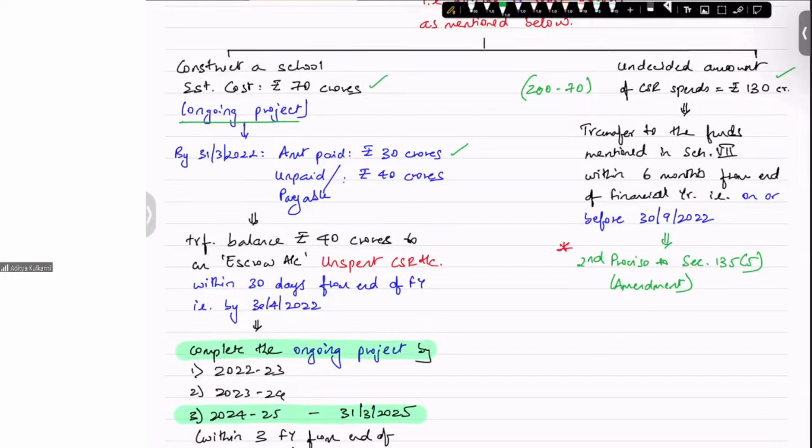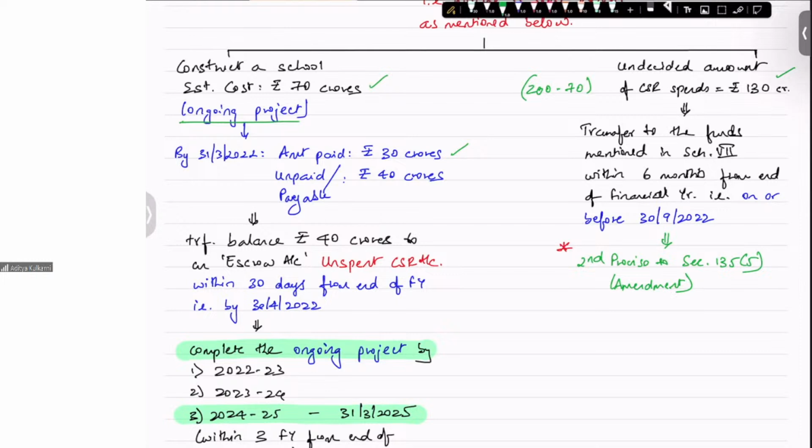Sir, what is the time limit? Within 30 days from the end of the financial year. Do you know where you have to spend? Yes. Do you know the cost? Yes. So what is the harm? When you know that it is a liability that you have to pay, park it within 1 month from the end of the financial year. That is the requirement under this provision. So within 30 days, you will put the money in the unspent CSR escrow account.